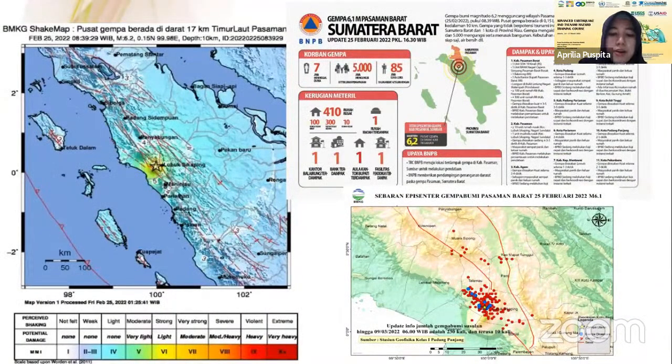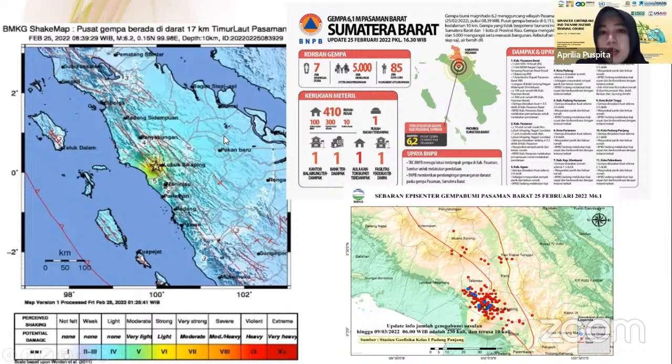As we know, some time ago there was a significant earthquake in the Pasaman area. It was magnitude 6.2 and happened on 25 February 2022. The earthquake had a high impact. It destroyed 10 to 100 buildings and caused victims. The earthquake also caused landslides at several points.